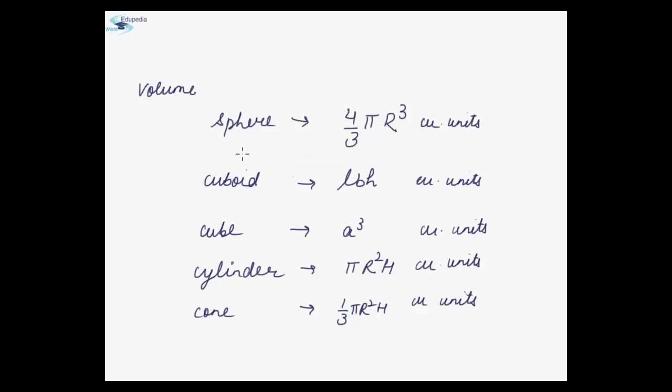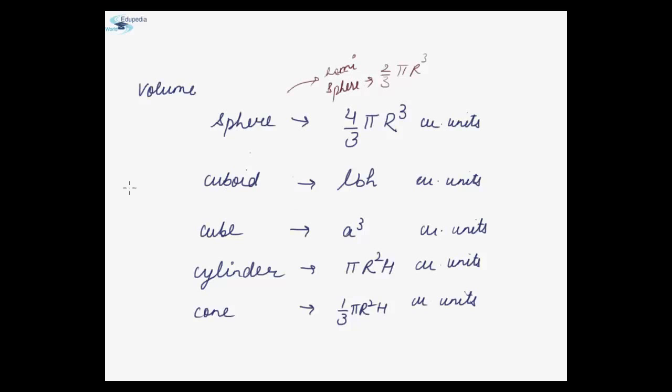In this video, we will be discussing volume of combination of solids. Friends, for a sphere, volume of a sphere is given as 4 by 3 pi r cube cubic units, where r is the radius of sphere. So if we have to calculate the volume of a hemisphere, it will be half of this value, that is 2 by 3 pi r cube cubic units.